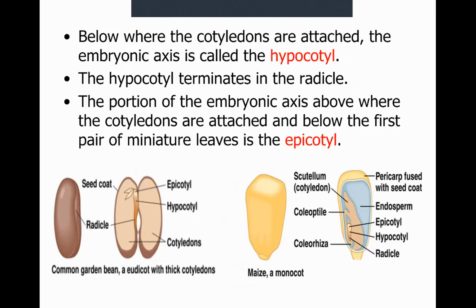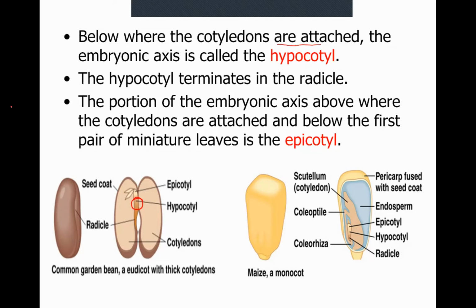Okay. Next part is below where the cotyledon are attached, bahagian bawah cotyledon. Below where the cotyledon are attached, the embryonic axis is called the hypocotyl. So this is hypocotyl. Okay, it is below, kita nak kata, below where the cotyledon are attached. Bahagian bawah cotyledon attached. So that is hypocotyl.